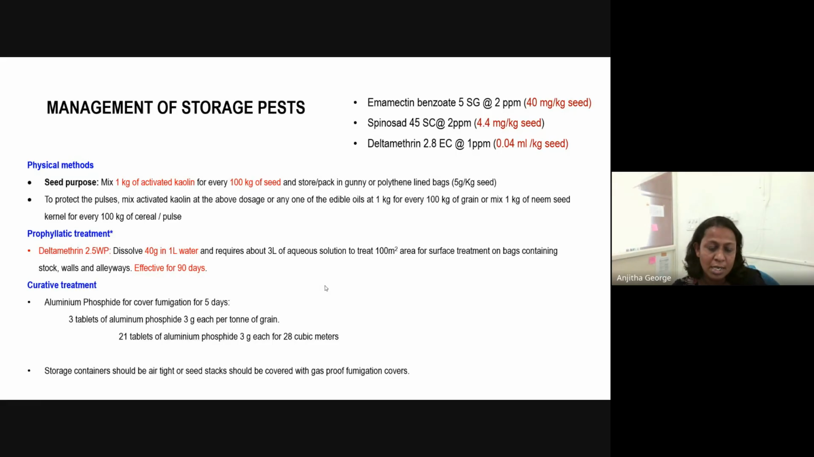So farmers cannot just buy that. There is a restriction, but still people somehow get the tablets. So we have the recommended doses, how much we have to use, and all those things. So that is one limitation.